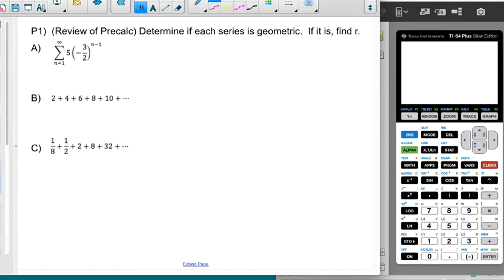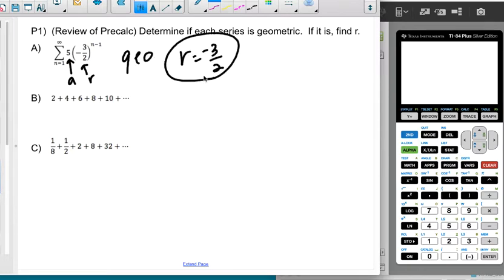All right, so let's go ahead and try the same thing here. You're going to see if something's geometric. Again, this is a review of pre-calc. So this one is geometric, and you can see that just by the setup. This is my a, and this is my r. If you can see that without writing it out, you can see that this is geometric. I'm multiplying by a negative 3/2.